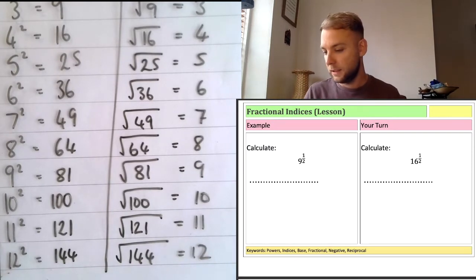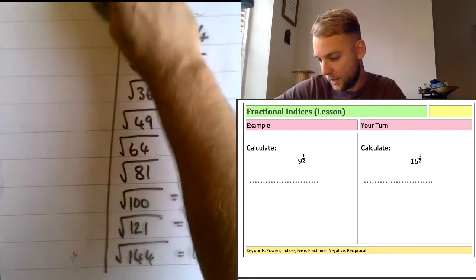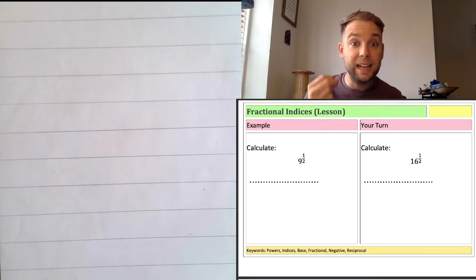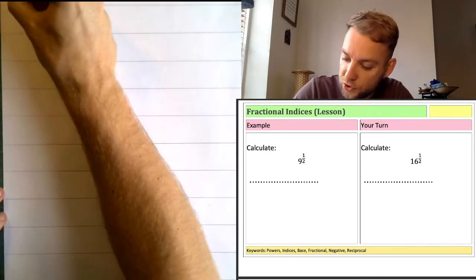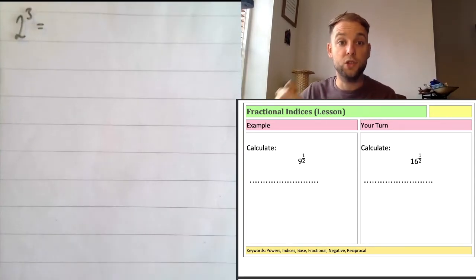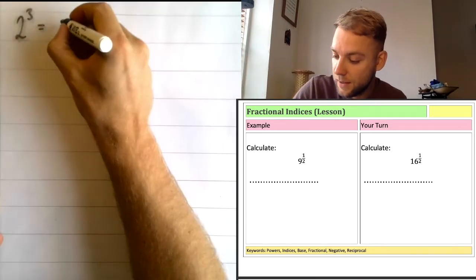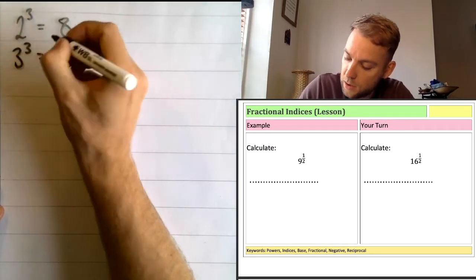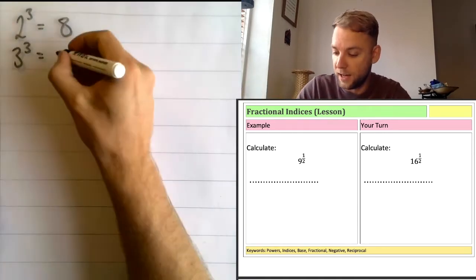Okay, next up, we're going to have a look at our cubes. This is where it gets a little bit tricky because you're going to need to know all of these off the top of your head. So let's start off with 2 cubed. What does 2 cubed mean? Well, 2 cubed means 2 times 2 times 2. So 2 times 2 is 4, times by 2, this one is 8. Let's do 3. 3 cubed, well, 3 times 3 is 9, times by 3 is 27.